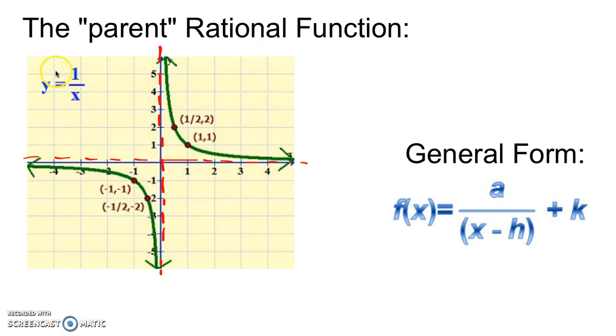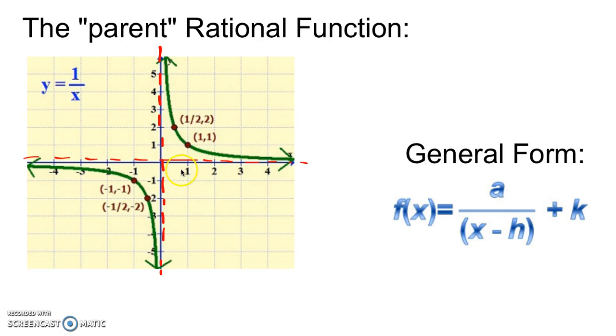And it's important that you know the most basic rational function is y equals 1 over x. And if we made a table of values and plotted points, we would get these green curves. The red dashed lines are the asymptotes. In this case, for the parent function, the asymptotes happen to be on the x and y axis.